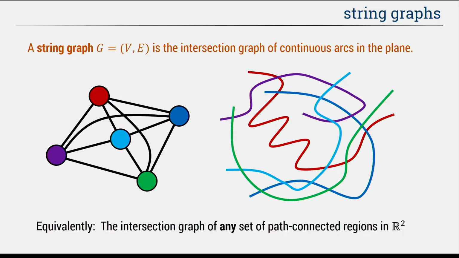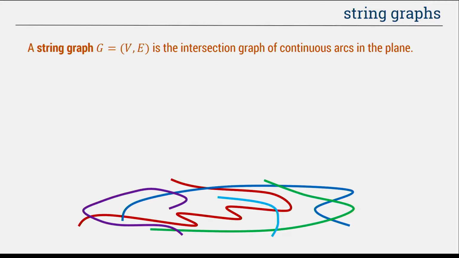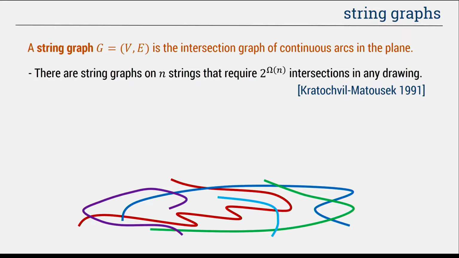You can see that once you have strings, you can really consider the intersection graph of any set of path-connected regions in the plane, just by filling them in with a string. Okay. So just some indication that string graphs are a little bit subtle. It's known, for instance, that if you want to have a string graph on n vertices, then you might need 2 to the n intersections between the strings. In particular, that means that it's not clear that, for instance, the string graph recognition problem is in NP, because the natural representation is not polynomial sized.